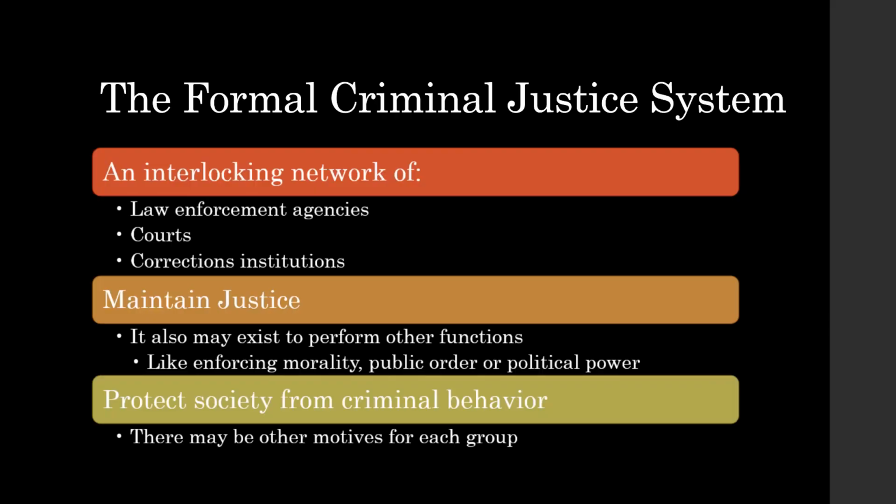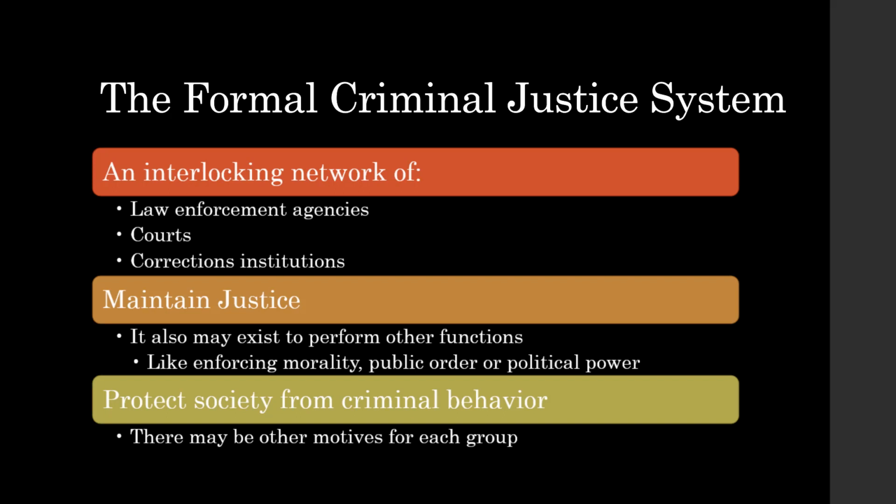All right, so now let's turn to the formal criminal justice system, the structure of it essentially. We have an interlocking series, three major parts. We've got law enforcement agencies, shorthand is the police. We've got the courts that determine guilt or innocence. And then we've got prison or jail.